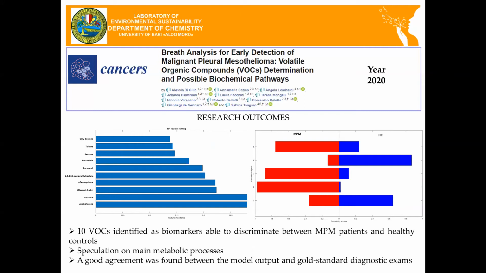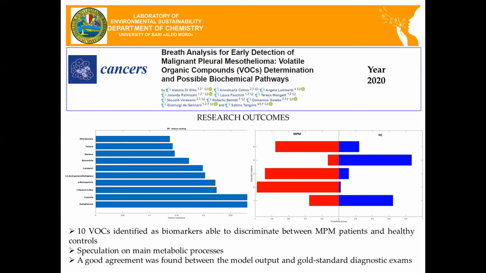For instance, the high levels of oxygenated organic compounds were strictly related to the altered oxidative stress and increased reactive oxygen species concentration. Moreover, 5 breath samples collected from asbestos-exposed volunteers without symptoms were processed as blind samples to evaluate the performance of the proposed model.